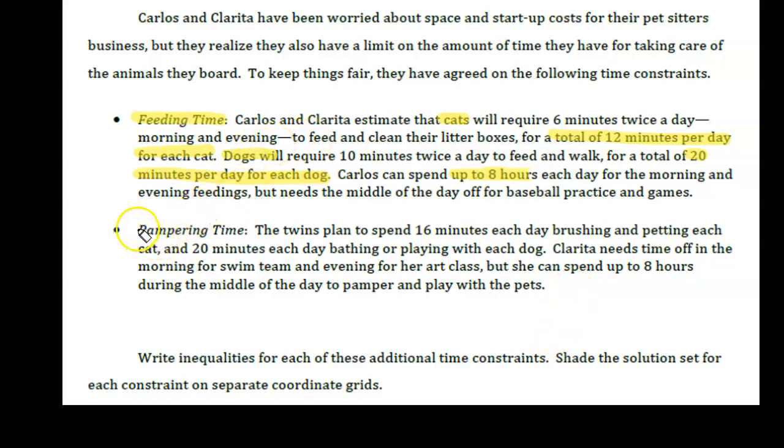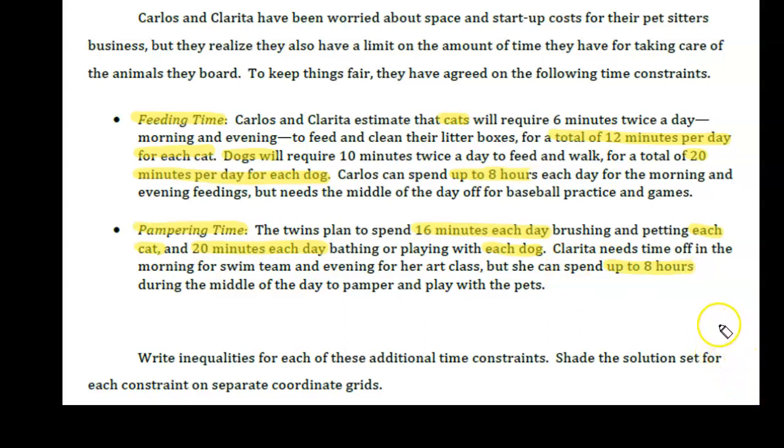When we look at the pampering time, they plan to spend 16 minutes each day brushing and petting each cat. So that's 16 minutes per day per cat. And 20 minutes per day bathing and playing with each dog. Clarita needs time off in the morning for swim and evening for her art class, but she can spend up to 8 hours during the middle of the day.